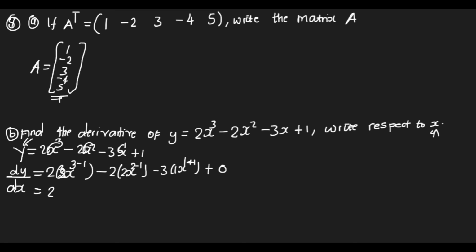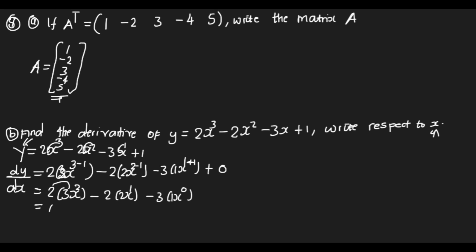So we have 3 raised to the power 3 minus 1 is just 2. Then we have 2x raised to the power 2 minus 1 is just 1. Minus 3, x raised to the power 1 minus 1 is just 0. Then plus 0, so you can just ignore the 0. So the point is, after you differentiate, the power is reduced by 1. Then from there we can expand.